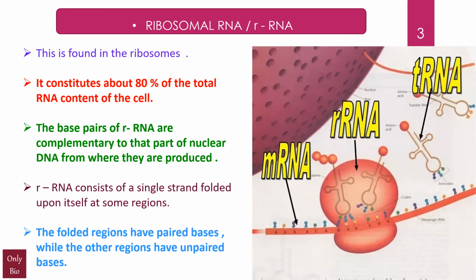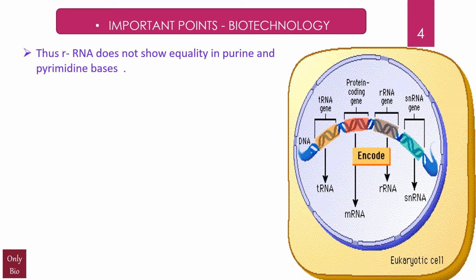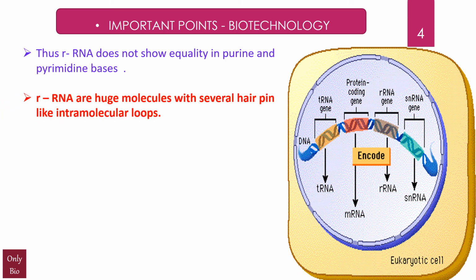What I mean to say is that in the region where the rRNA folds, if there is adenine on one side and opposite there is uracil, they will form a bond. And this area looks like double stranded only in the paired region or in the folded region, whereas the other regions will show the unpaired bases. rRNA does not show equality in purine and pyrimidine bases.